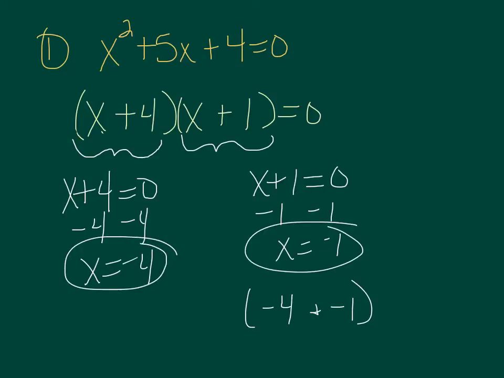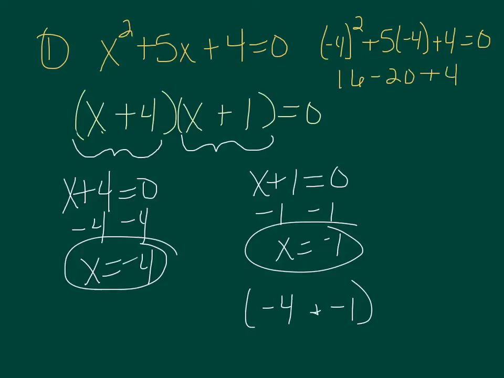And what that means is that I can plug either one of these, negative 4, negative 1, into my problem, and I'll get a true statement. So we'll just do one. We won't have to do this every time, but I just want to show you what it looks like. So if I plug negative 4 in, so negative 4 squared plus 5 times negative 4 plus 4, and I want that to equal 0. So negative 4 squared is 16 minus 20 plus 4, that's negative 4 plus 4, and that equals 0. So when I plug negative 4 back in, it equals 0.